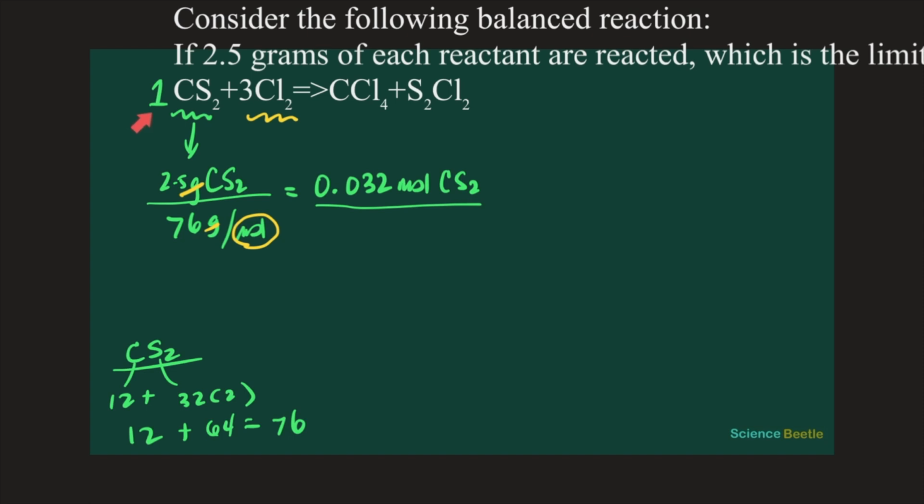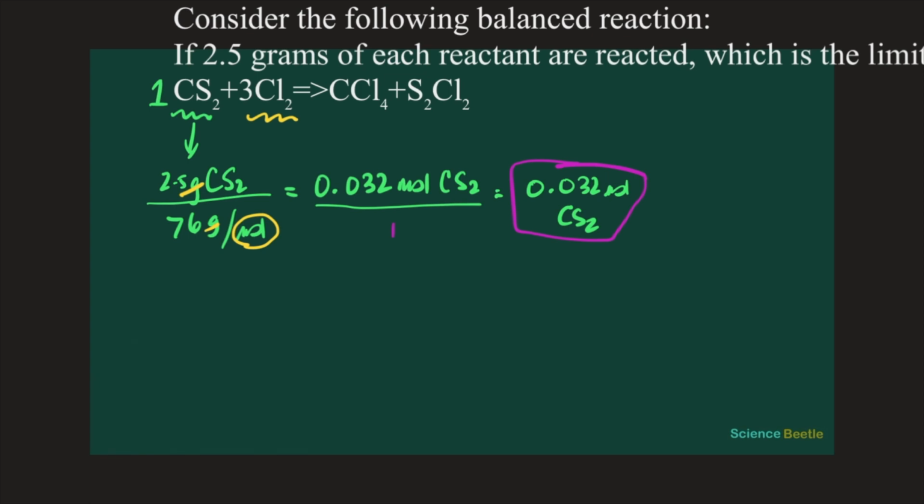Now I'm going to take this number and I'm going to divide it by the coefficient. In this particular case, the coefficient is 1. So I'm going to wind up getting the same answer. Okay? So in this particular case, I'm going to wind up getting 0.032 moles, or overall, that I have of the CS2. So this is an important value. So I'm going to put that in squares.